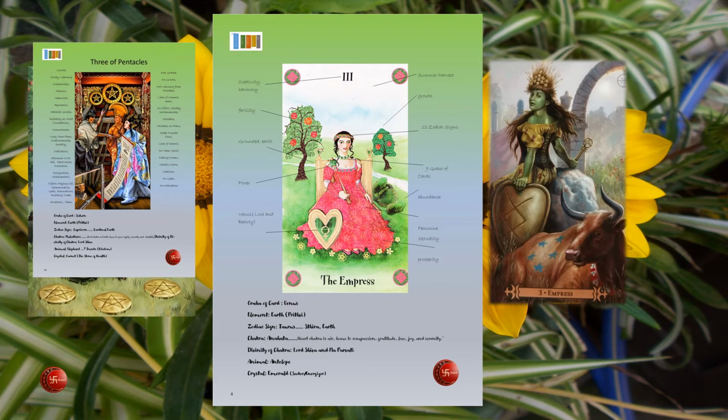But the Empress is something out of our control. It's an external card that we have no control over. The things that are given to us or the things that we work for, because this is a card of the spiritual divine.